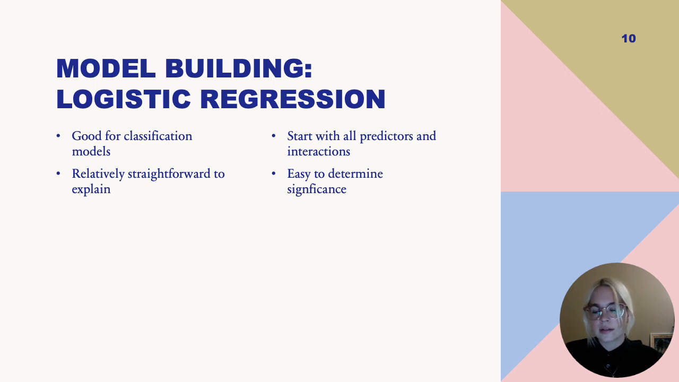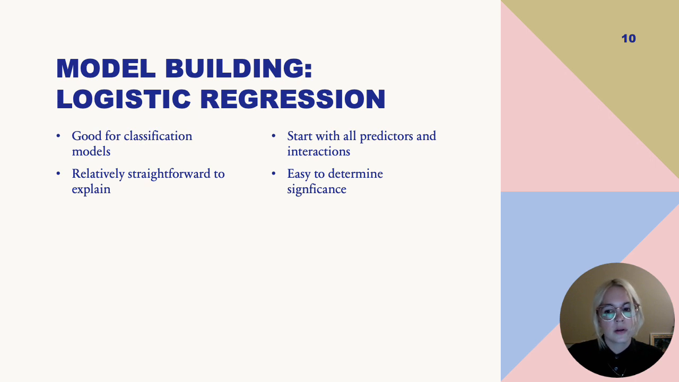Now that that is complete, I will start with logistic regression, which is always a good choice for classification models. It's relatively straightforward to explain to stakeholders. Most people have heard of logistic regression at least, and it handles binary predictor variables as well.